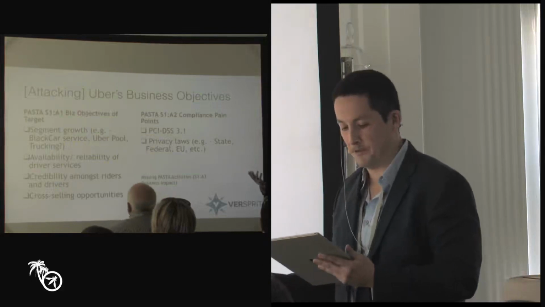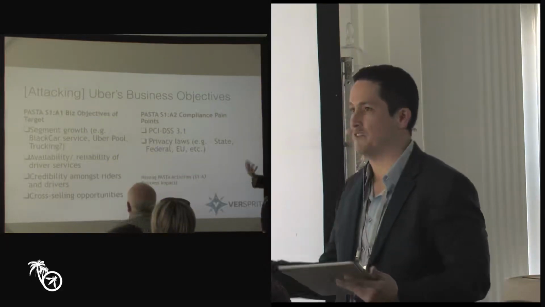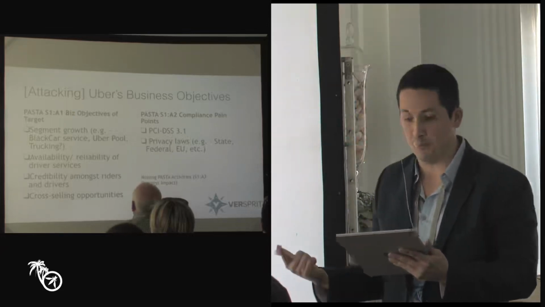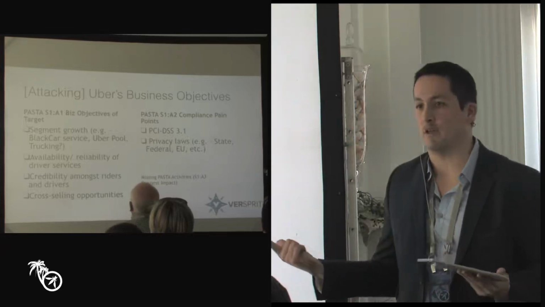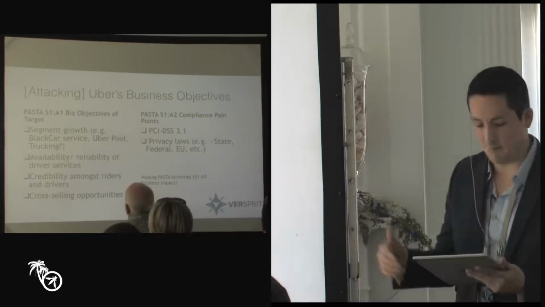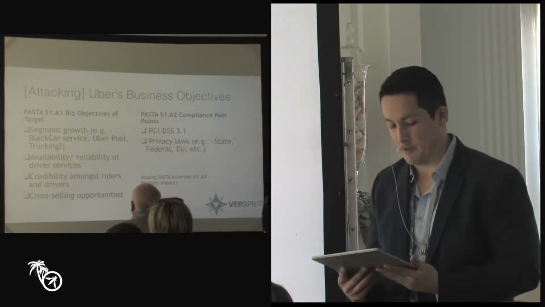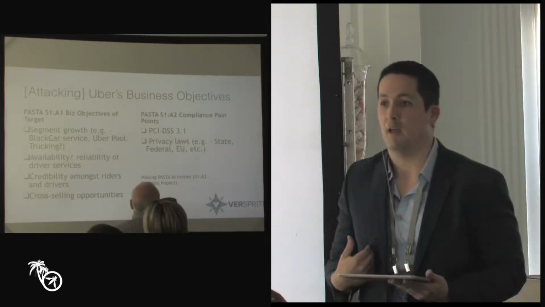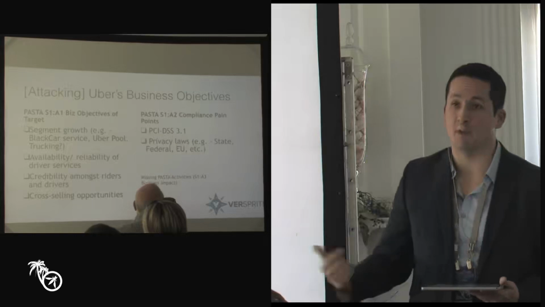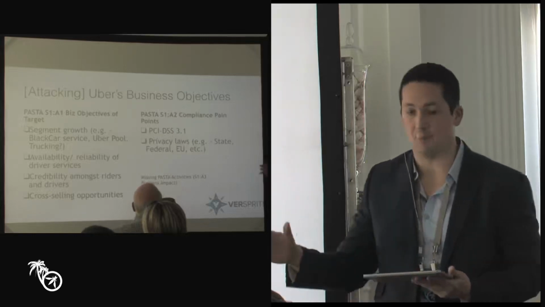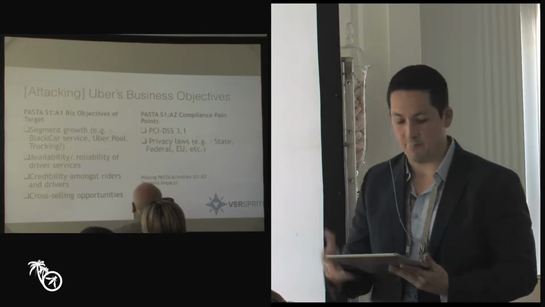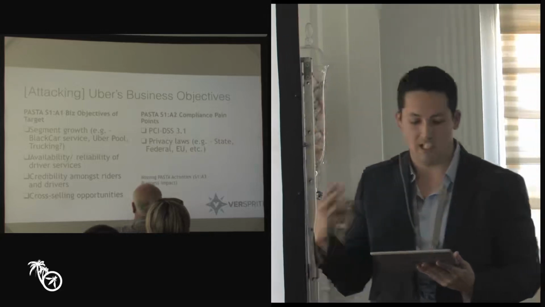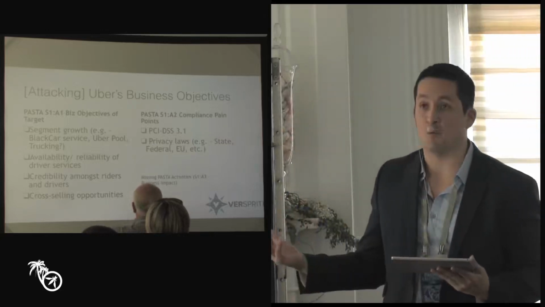Number one, as criminals, what are some objectives that we foresee Uber wanting? Well, they want to grow their segments. They have black car service now, they have Uber Pool, and now they're into trucking, I heard. I don't know if you read some of the news, but this is really interesting, with opportunities there. As with any service, like I just took Uber over here actually. If Uber is down, I'll be pissed. I might use Lyft or something like that. So reliability and continuity are a big objective for them. Credibility amongst riders and drivers, definitely. They want to sustain that. Otherwise, their services really can't be sustained and their credibility can be tarnished. And cross-selling opportunities will provide more revenue growth.